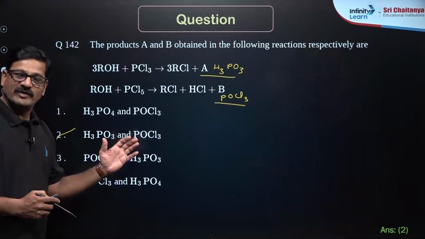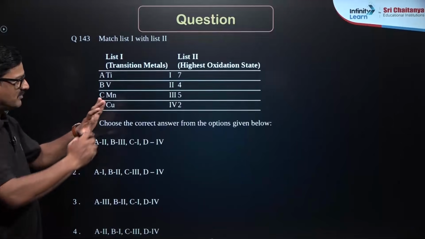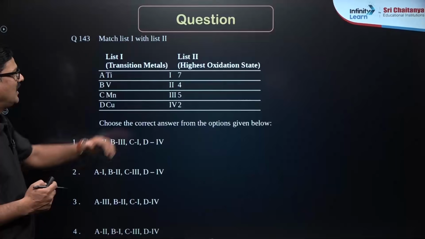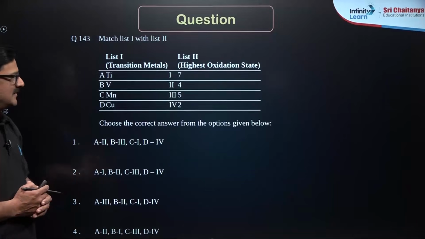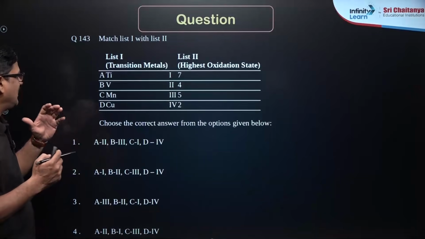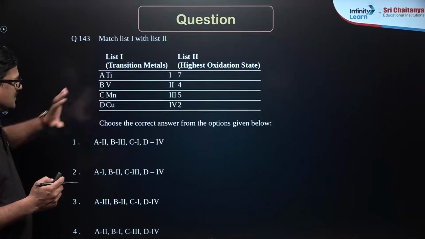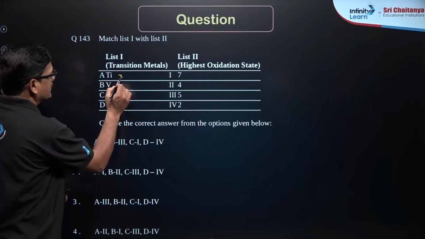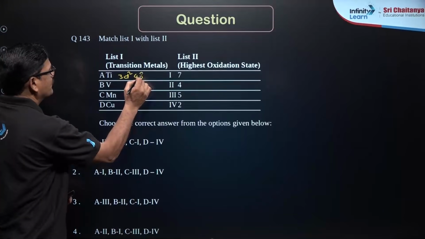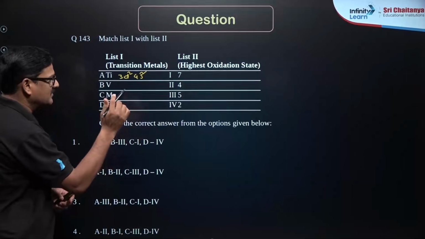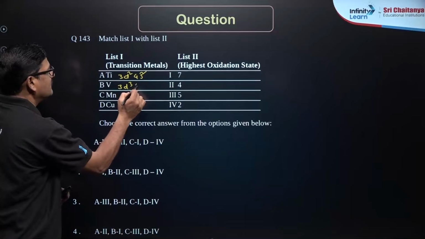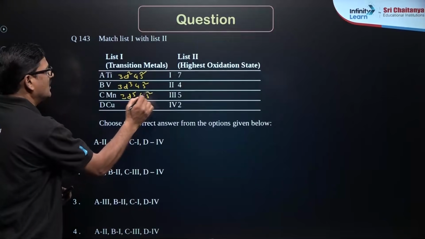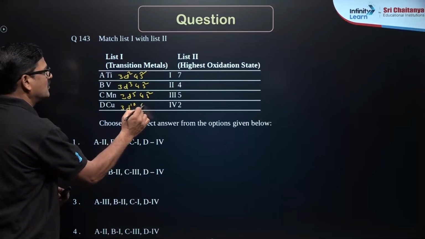Moving ahead, here it is a match the following type question, and the transition metals are given here and their respective oxidation states are given. So you are going to see the electronic configuration of these transition elements, and it is going to be scandium, titanium, it is going to be 3d2 4s2, and after titanium, vanadium, 3d3 4s2 and 3d5 4s2 and 3d10 4s1.